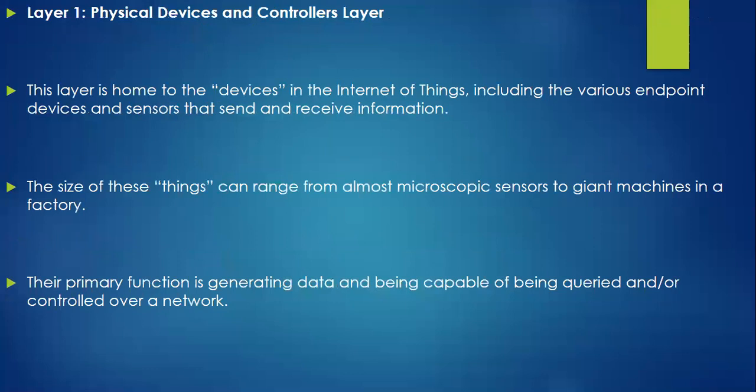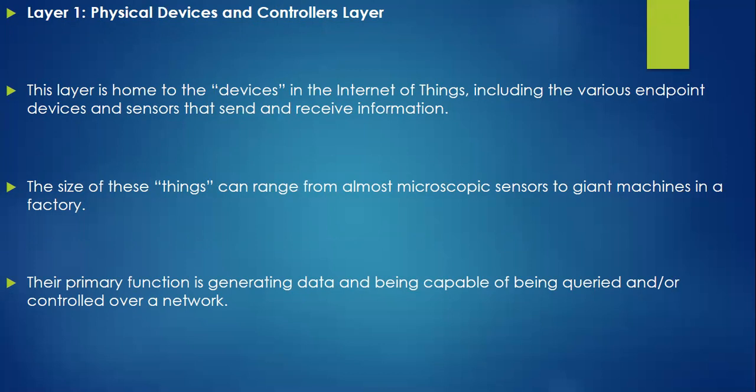So the physical device and control layer we are having. This layer is the home of the devices in the Internet of Things. It includes the various endpoint devices and sensors that send and receive information. Pure devices it is. The size of these things can range from an almost microscopic sensor to a giant machine in a factory. Their primary function is to generate data and be capable of being queried and/or controlled over a network.